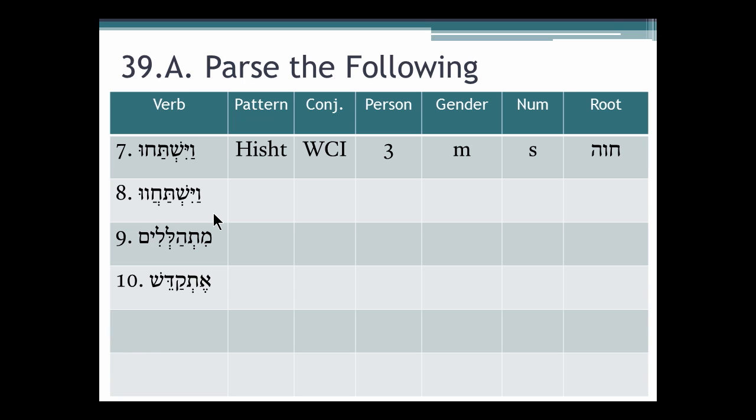Number 8, we have the form I was just talking about. Again, Futato's giving you both here to show you the difference. We have vayish, again, vav, patach, dagesh, we know it's vav consecutive, yish, we know it's Hishtaphel, but here we have tachavu. We've got the vav represented as a consonant. So this one is a third masculine plural. Again, see the difference here at the end.